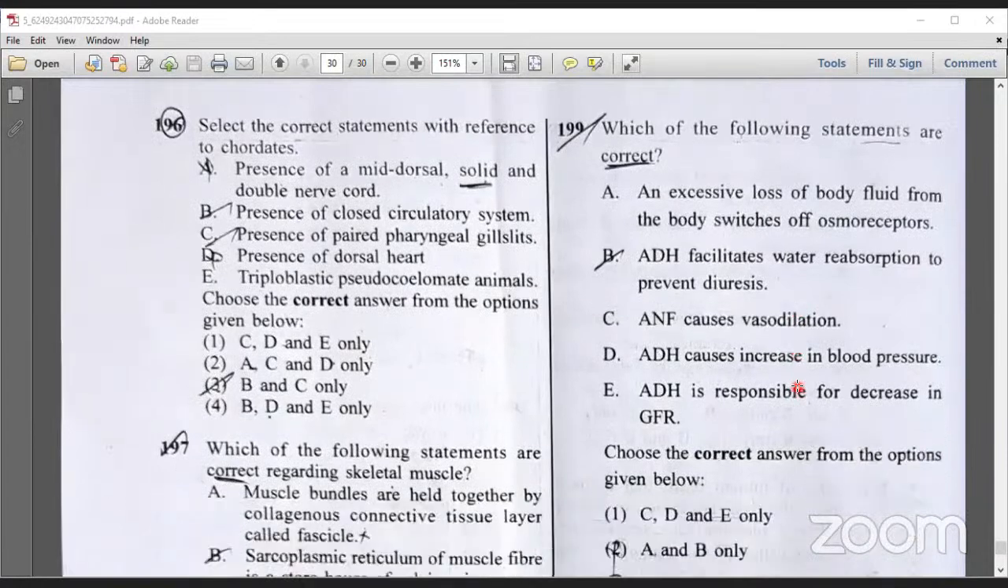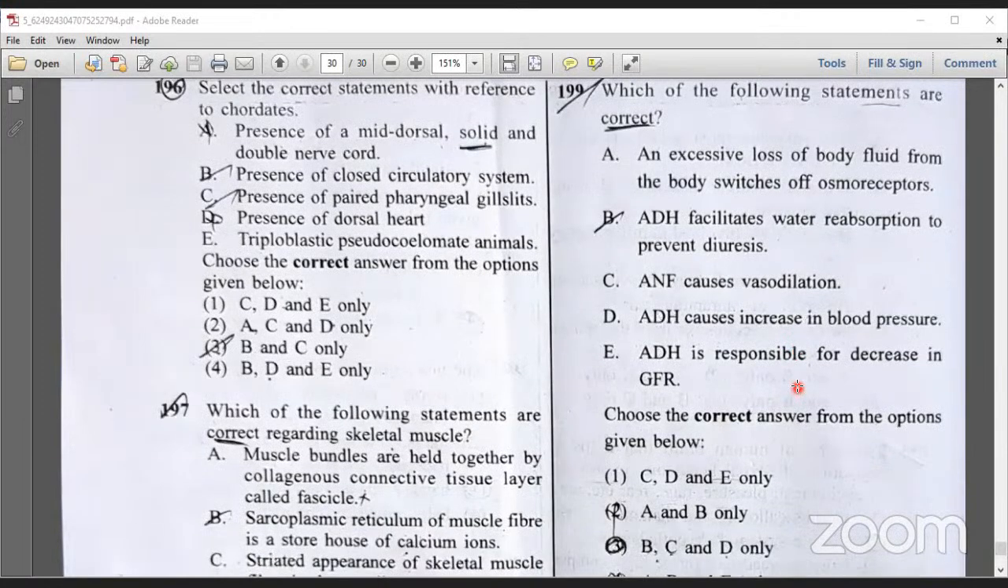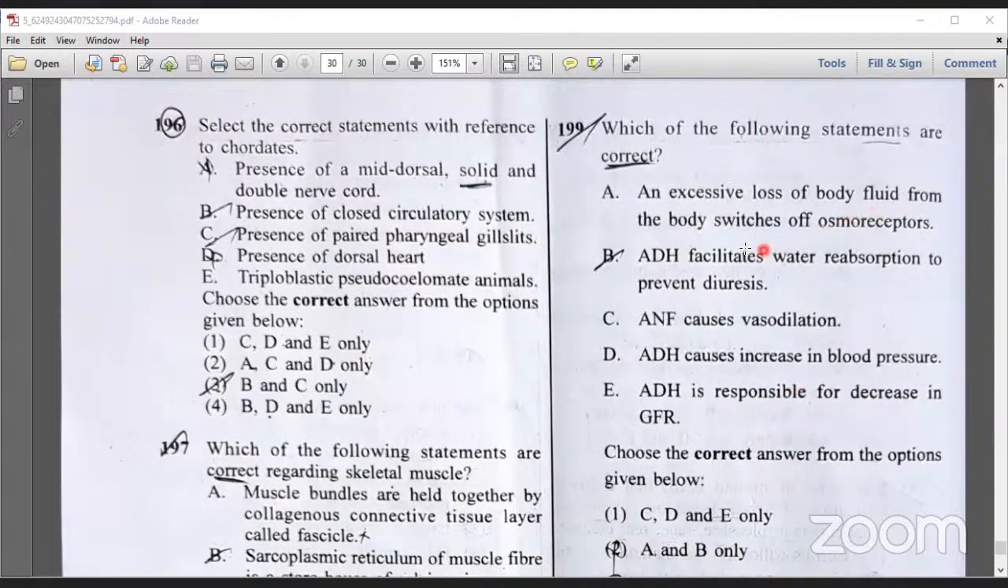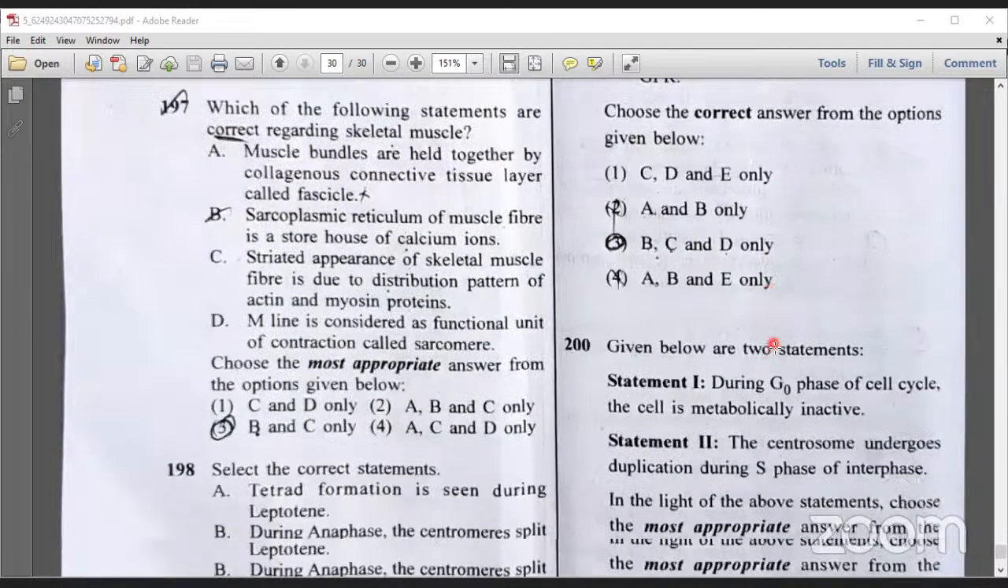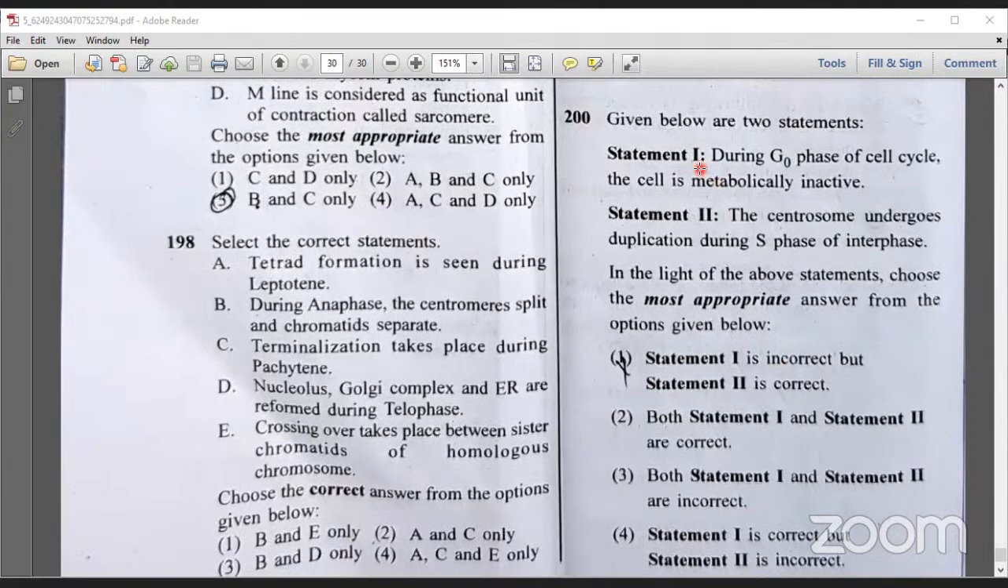And 199, we are supposed to select the correct statement. Excessive loss of body fluid from the body switches off osmoreceptors? It switches on the osmoreceptors. ADH facilitates water reabsorption to prevent diuresis. That is right. ANF causes vasodilation. Yes. And ADH causes increase in blood pressure. Yes. ADH is responsible for decrease in GFR? It increases the GFR.